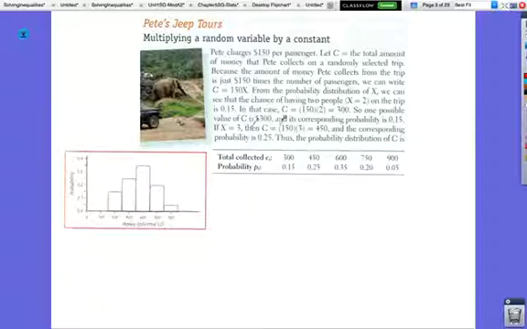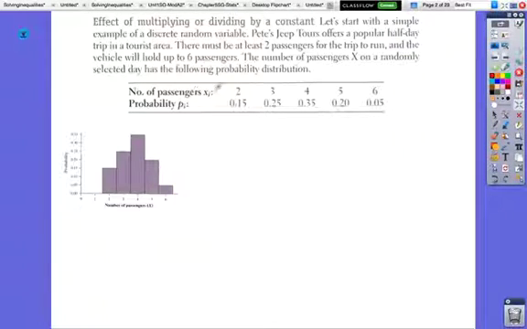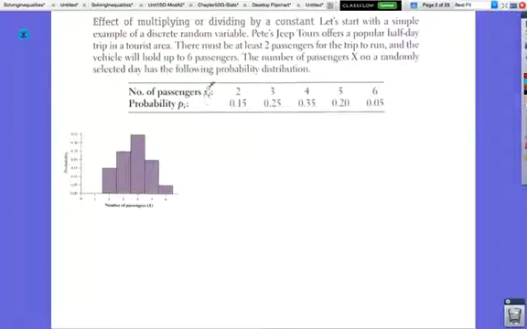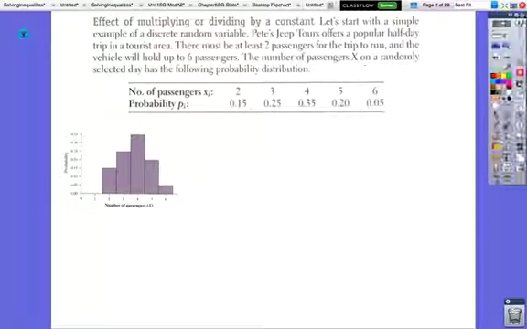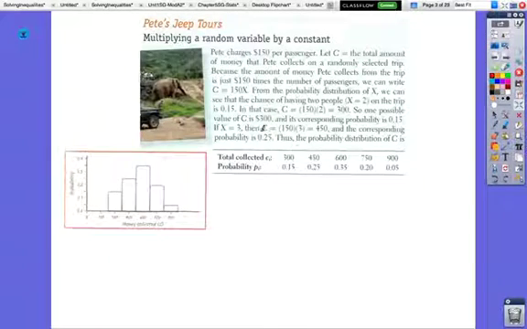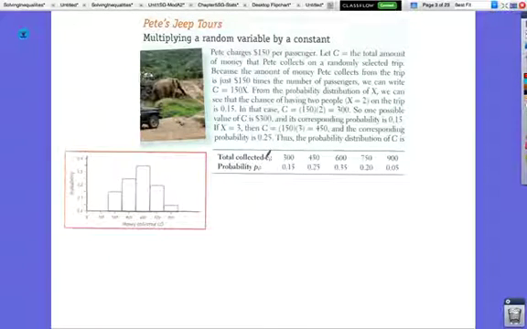If X equals 3, then C equals 150 times 3, which is 450. The corresponding probability is 0.25. Thus, the probability distribution of C is the following. So now, in place of X sub i standing for the different numbers of passengers, with probability P sub i, we're looking at C sub i, C being the money that's collected, and the probability still being P sub i.